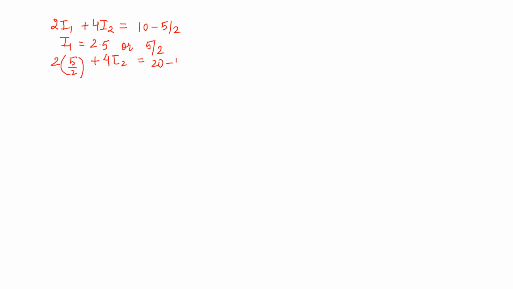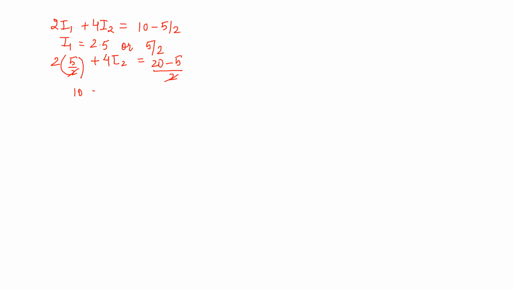Now let's solve our equation with respect to the 2. We will be getting it like 2I1 plus 4I2 equals to 10 minus 5 upon 2. We know the value of I1 is equals to 2.5, or we can write 2.5 as 5 upon 2. So it will be 5 upon 2 plus 4I2, which is equals to 20 minus 5 upon 2. Here this 2 and this 2 will cancel out. It will give us 10.